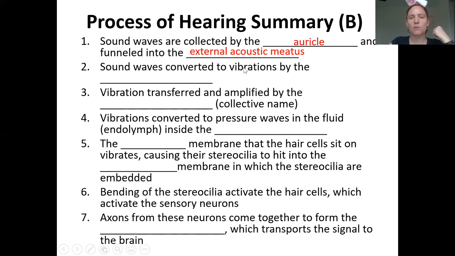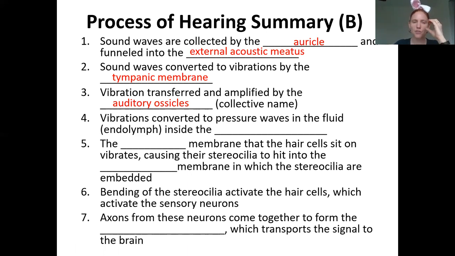And the sound waves are going to be converted into, what's the other name for eardrum? Tympanic membrane. The tympanic membrane starts to vibrate, and those vibrations are going to be transferred to the inner ear by, if we're looking for the collective name, the auditory ossicles. There are three of them. The first one is the malleus. Then we have the incus. Then we have the stapes.